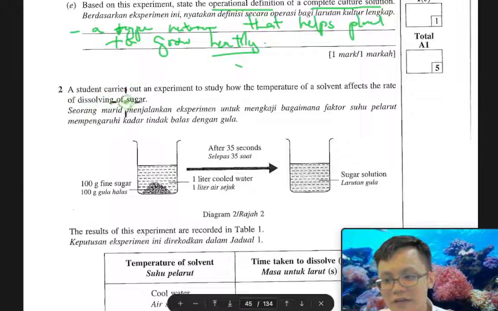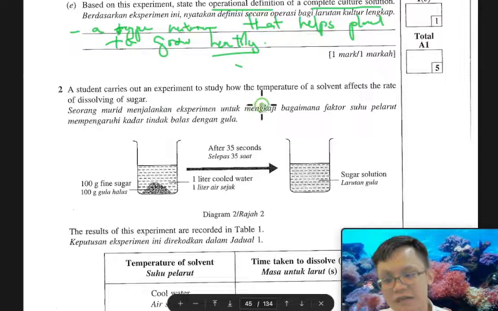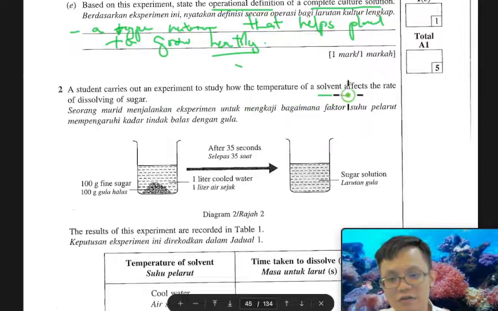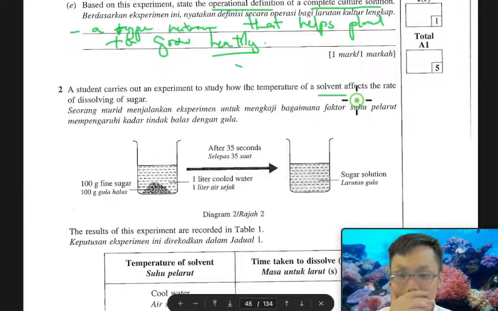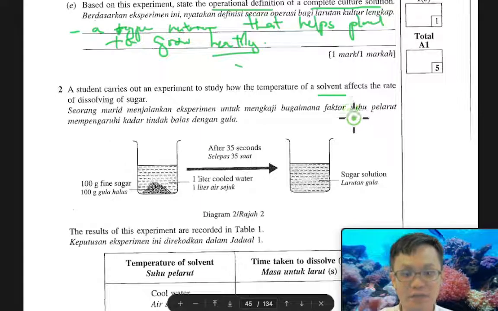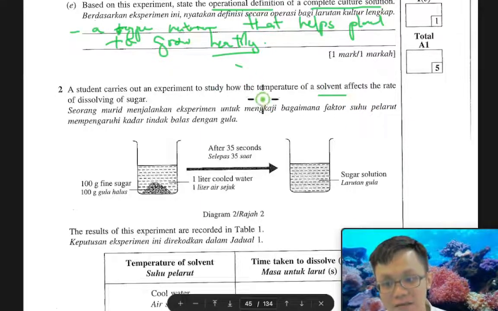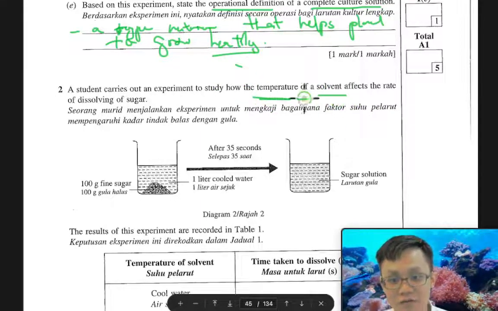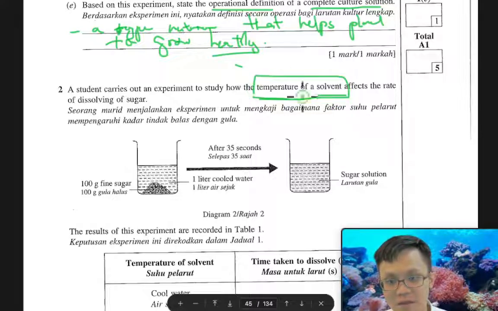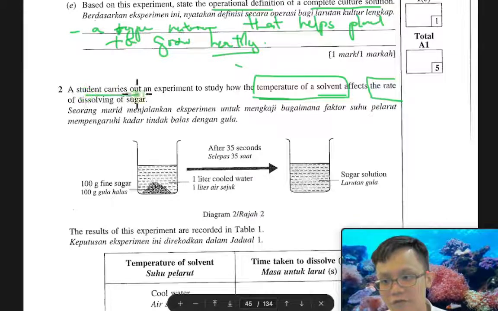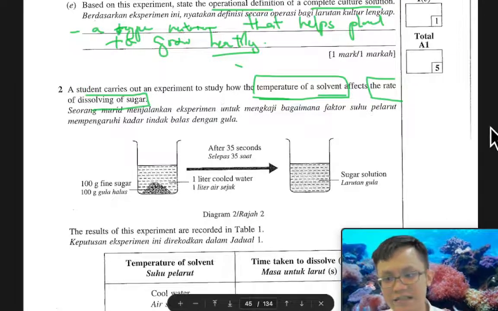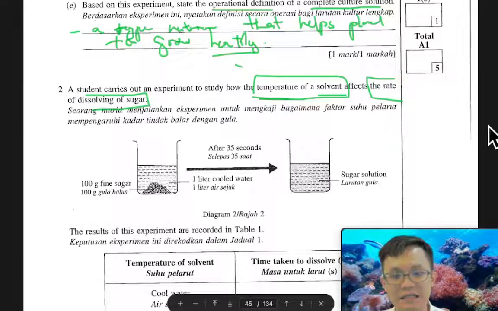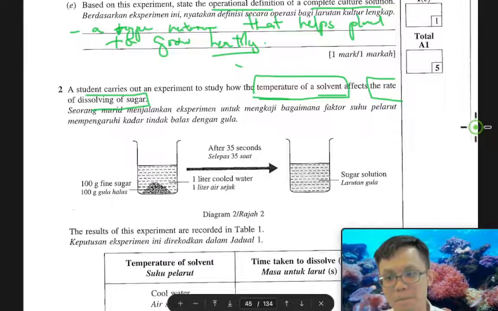Okay, a student carried out an experiment to study how the temperature of a solvent affects the rate of dissolving sugar. So we already know, the question already shows something. Which one is the independent variable? Which one is the dependent variable?